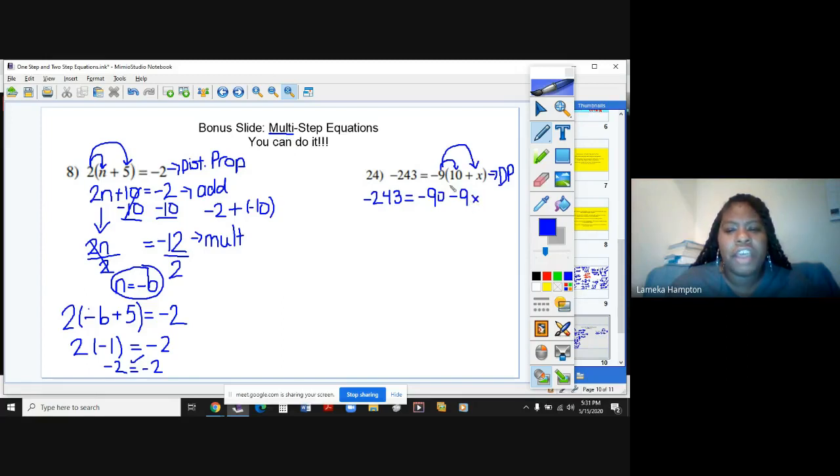Again, a negative times a positive gives you a negative. Okay. Now, this is a subtraction problem. I'm going to put the letter S. It's a subtraction problem because this is the sign that I'm dealing with. So I am going to do the opposite of subtraction, which is add. So I am going to add 90 to both sides.